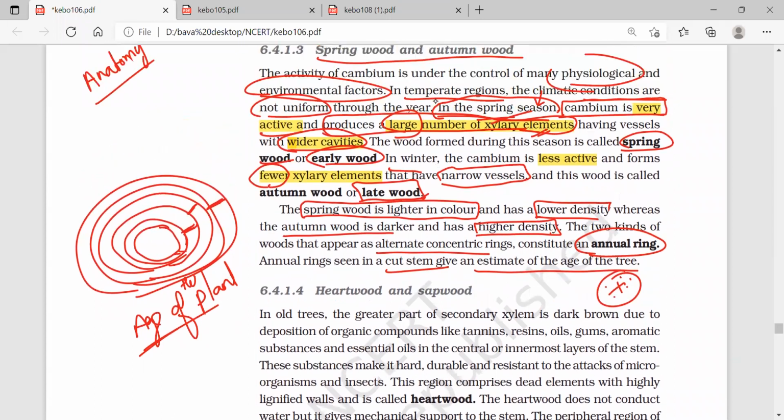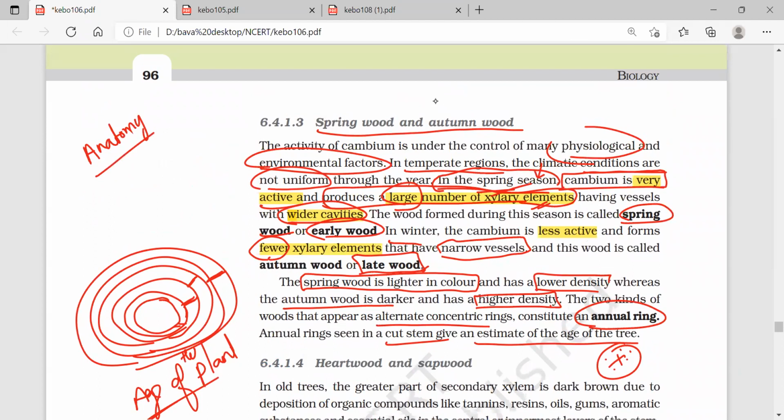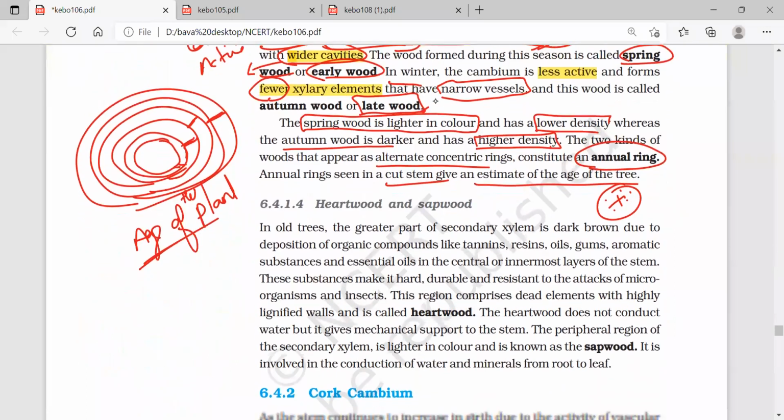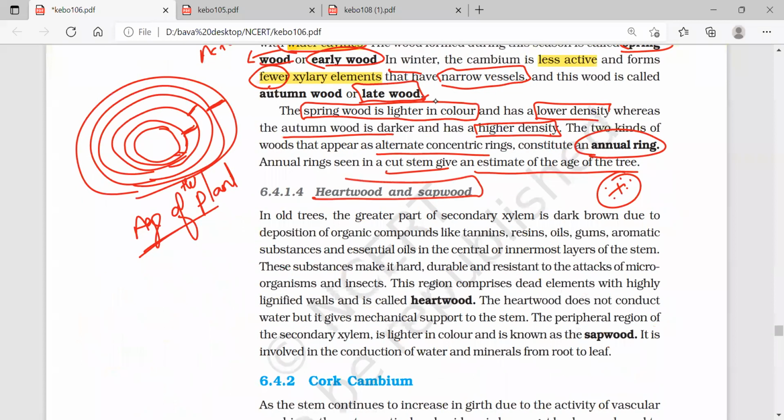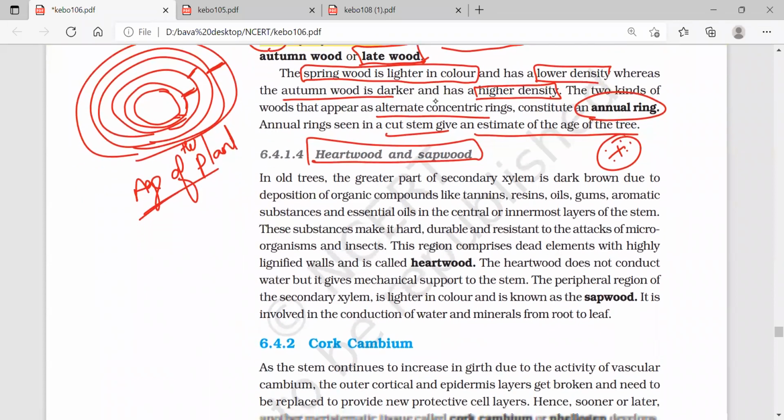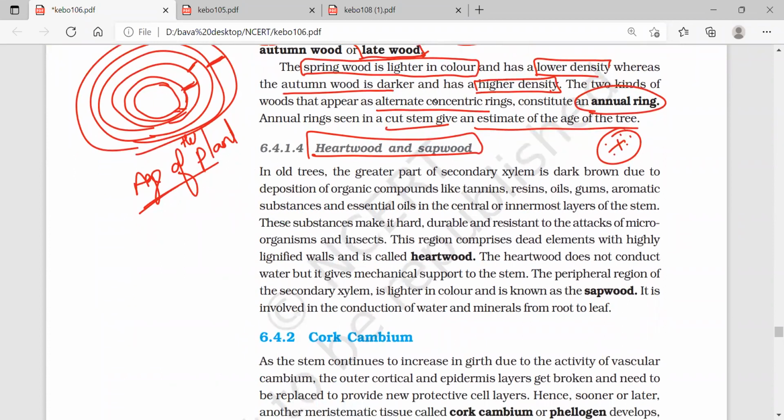They might ask a question saying in spring season the cambium is less active, instead of very active, they will give you less active. At the same time, the cavities are narrow in that region. So we can expect a question like this. Now let me talk about heartwood and sapwood. These two woods form due to the deposition of various substances.